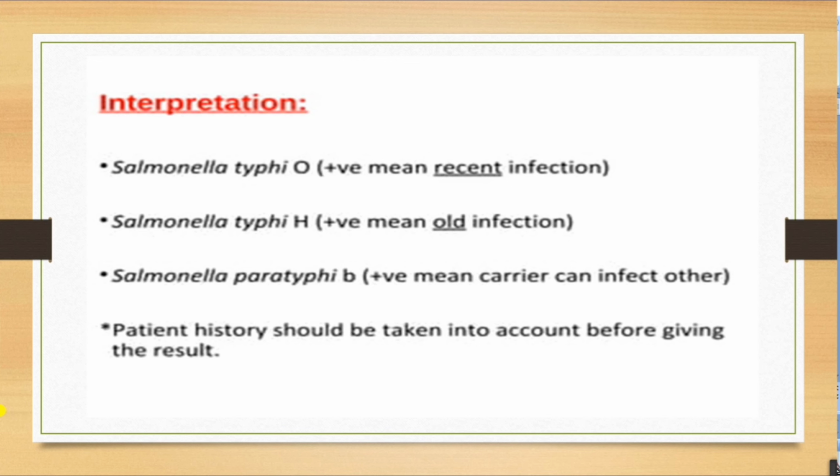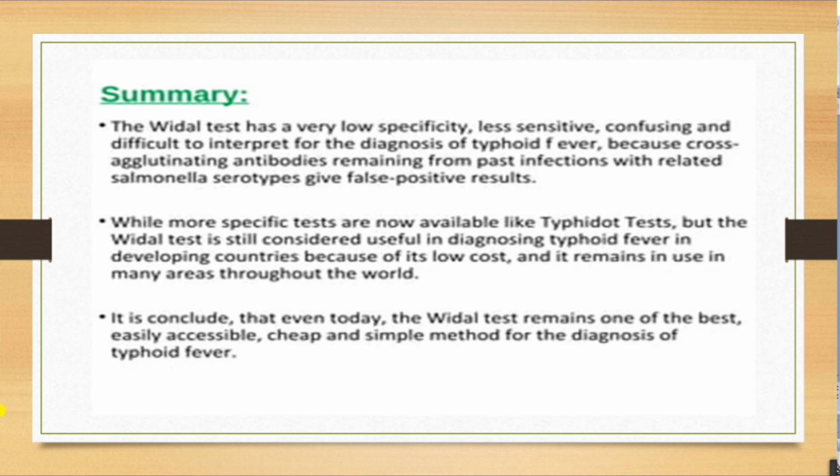In the interpretation of Salmonella infection, Salmonella typhi O positive means recent infection, because it is a somatic antigen which represents a recent infection. If Salmonella typhi H antigen is positive, it means an old infection, which gives a positive to the flagellar antigen. Salmonella paratyphi B positive means it could be a carrier who can infect others. Also, patient history should be taken into account before giving the result.